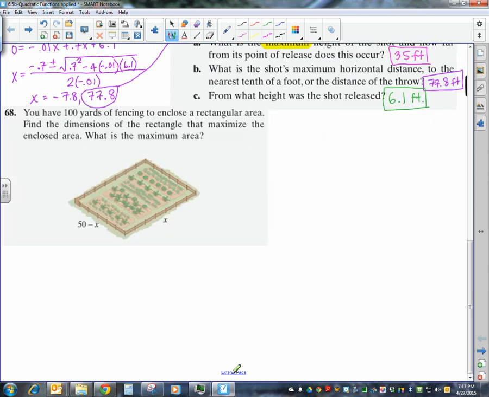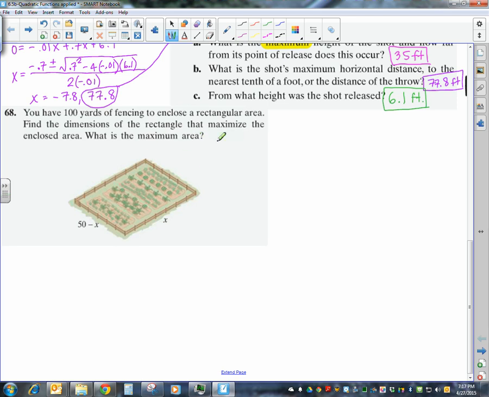Okay, this last one, the only other example, you just have 4 problems to do. You have 100 yards of fencing to enclose a rectangular area. Find the dimensions of the rectangle that maximize the enclosed area, and then tell me what that area is.